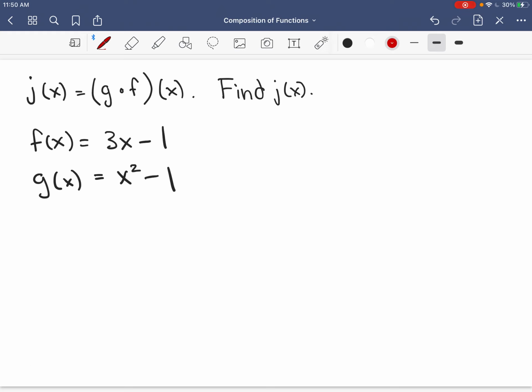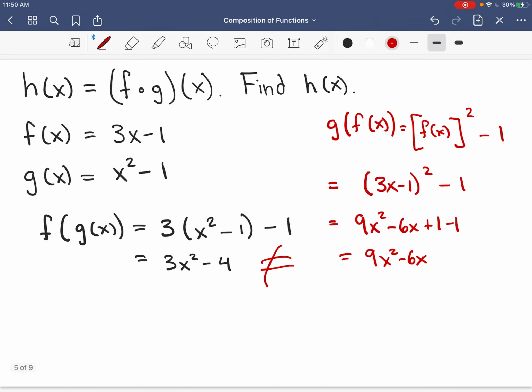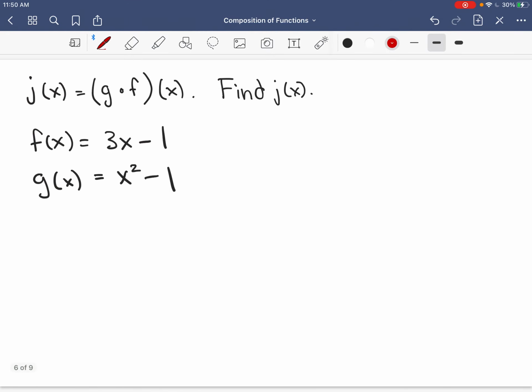So next we have j of x. Actually, I guess we did this already. So j of x is g of f of x, and that's the example that we did here, but for posterity's sake, we can just quickly do it again. So g of f of x, again, is g of f of x. That is 3x minus 1 squared minus 1.